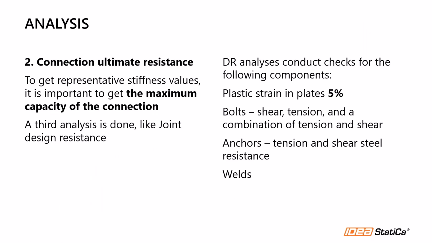The second analysis behind the scene is to get the connection ultimate resistance, which will be used to construct the stiffness curve, as we mentioned, right? In this case, this is identical to the joint design resistance analysis. The resistance of the connection is reached once the plastic strain in plates hits 5%, or the bolts, anchors, or welds resistance is reached, okay? So this is also important so we can assess the whole thing in the results.